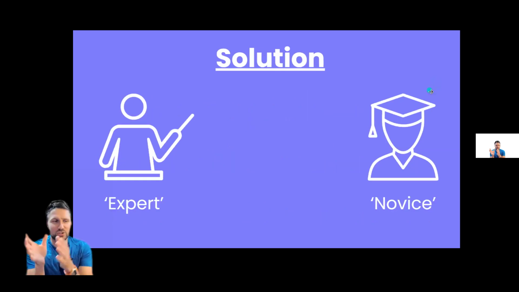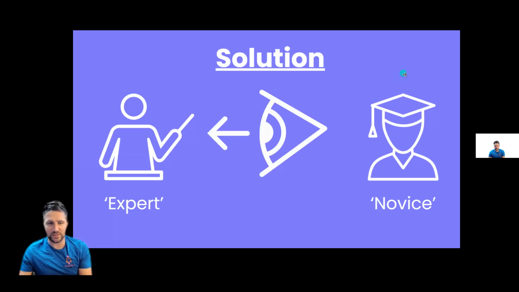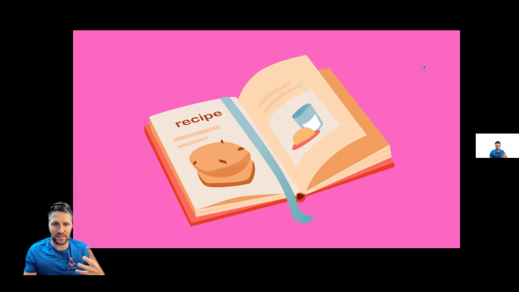Now, the way we solve this problem is the novice watches the expert do something. And by watches, I mean it might be from them writing, it might be from them doing, it might be from them speaking, but they observe the expert.